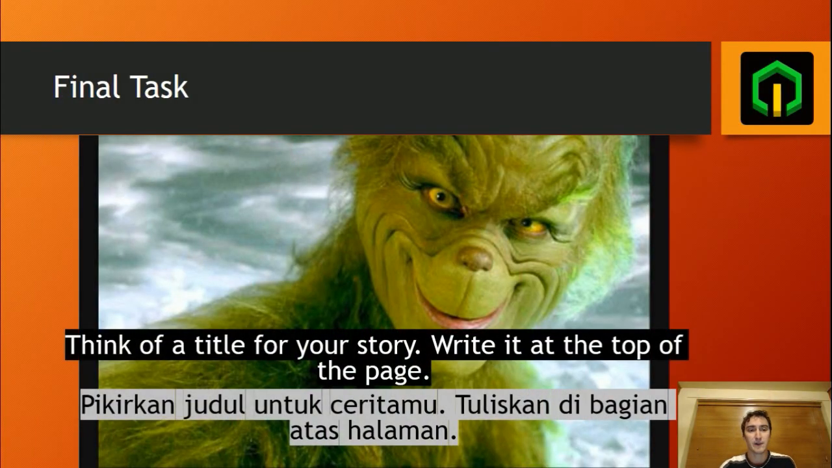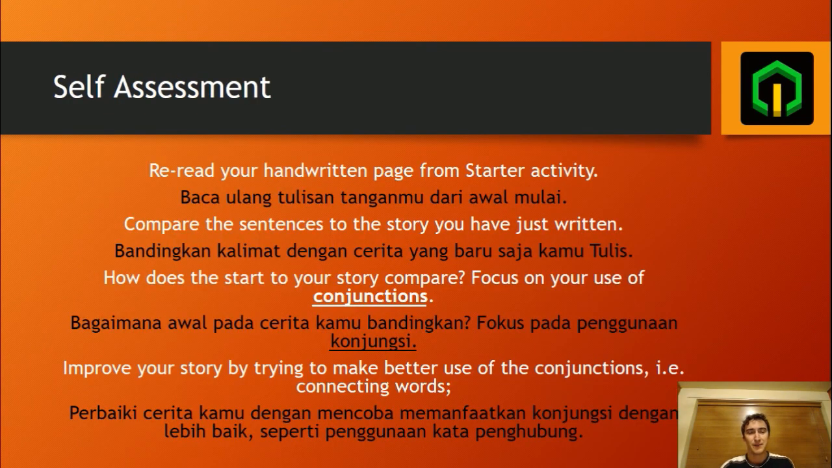Right, final task. Think of a title for your story and write it at the top of the page. Self-assessment. Reread your handwritten page from the starter activity. Compare the sentences to the story you've just written. How does the start of your story compare? How does the ending compare? How does the whole thing compare?